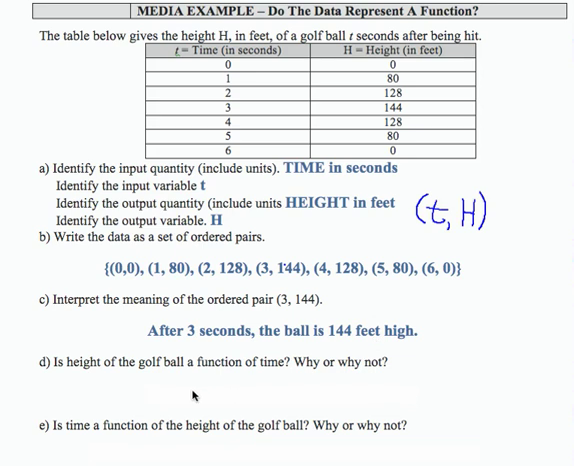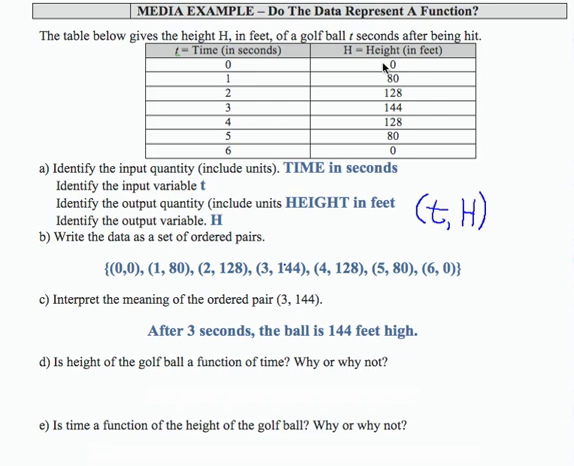Part D, is height of the golf ball a function of time? So that question is asking us, do the data as they are written represent a function? So is height, that would be the output, a function of time, that would be the input? Well, what we're looking for then is, in my inputs, do I have any repeated values? Because what I want to be sure is that each input is associated with only one output.